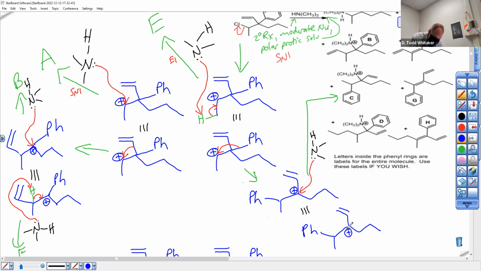Please look at product G and tell me where the H is. It's almost like we just did the previous one, right? Same carbon has an H, except there's a phenyl on this one and not a vinyl. And that's going to go to G by way of the same base. And we just have to do D and H, which is major. This one.